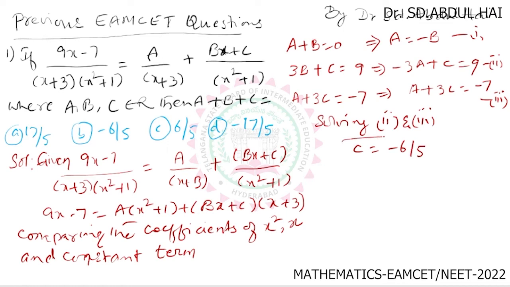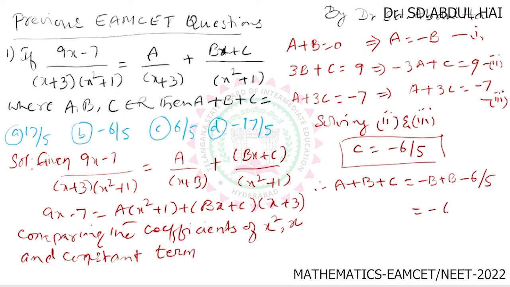Therefore, after getting the value of c is equal to minus 6/5, basically I am interested in finding the value of a plus b plus c. Therefore, a plus b plus c is equal to, so we know that a equal to minus b. If I substitute here minus b plus b, c is equal to minus 6/5. So this minus b plus b cancel, which gives me minus 6/5. So the correct option is the second option.